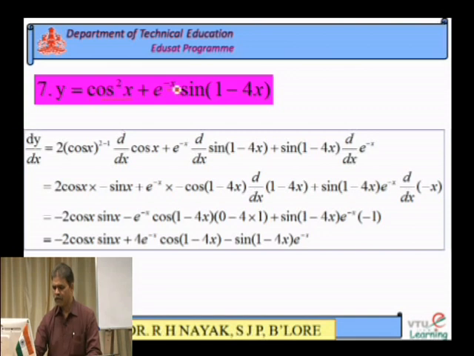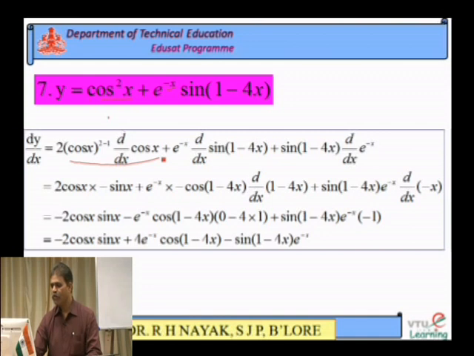You take differentiation of cos square x. Cos square x is taken as what? Cos x whole square, that is function to the power of n, n into function to the power of n minus 1 into d by dx of function. This is for cos square x, n is what? 2 into function is what? Cos x to the power of n minus 1 into d by dx of cos x.